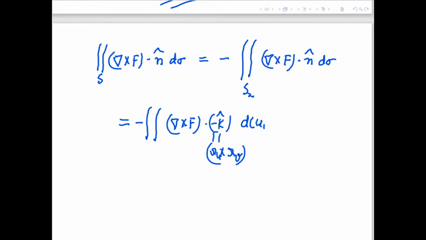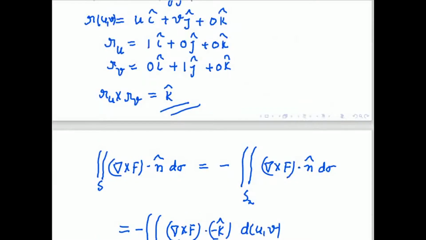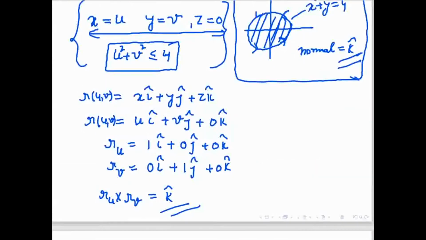And then here du comma v. And then the limit of u comma v. So what is the limit of u comma v? That will be defined by u square plus v square is less than 4. So u square plus v square less than 4 means this is the circle. Once we take a horizontal strip or vertical strip, we can define the limit of u comma v.